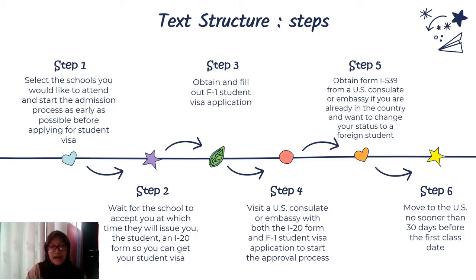Obtain the form I-539 from a US consulate or embassy if you are already in the country and want to change your status to a foreign student. And step 6. Move to the US no sooner than 30 days before the first class date.